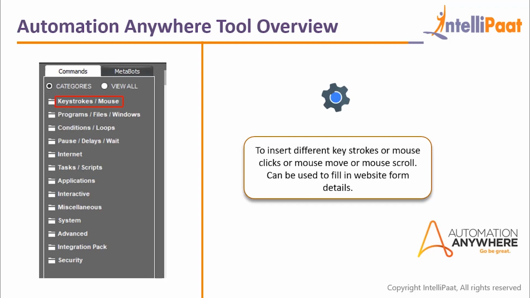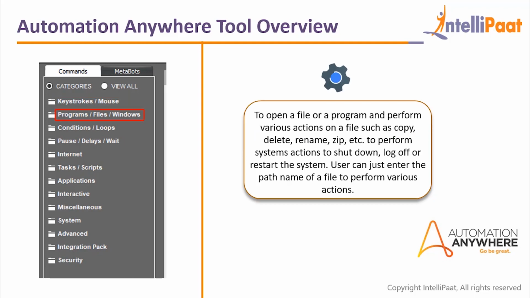Let's have a look at all the left-hand side commands. First is the keystrokes mouse. This is to insert different keystrokes or mouse clicks or mouse move or even mouse scroll. This can be used to fill in website form details. Next is program files windows, to open a file or a program and perform various actions on this file such as copy, delete, and many more, and to perform system actions like shut down, log off, or even restart the system.